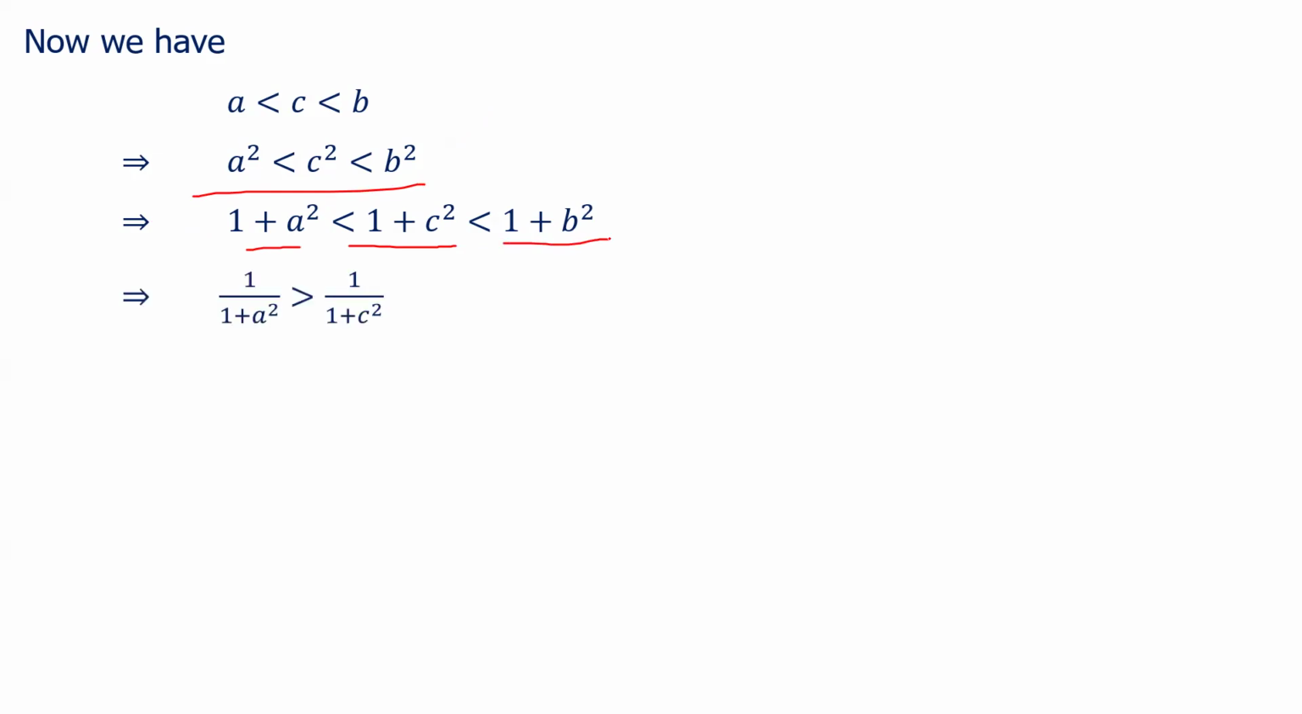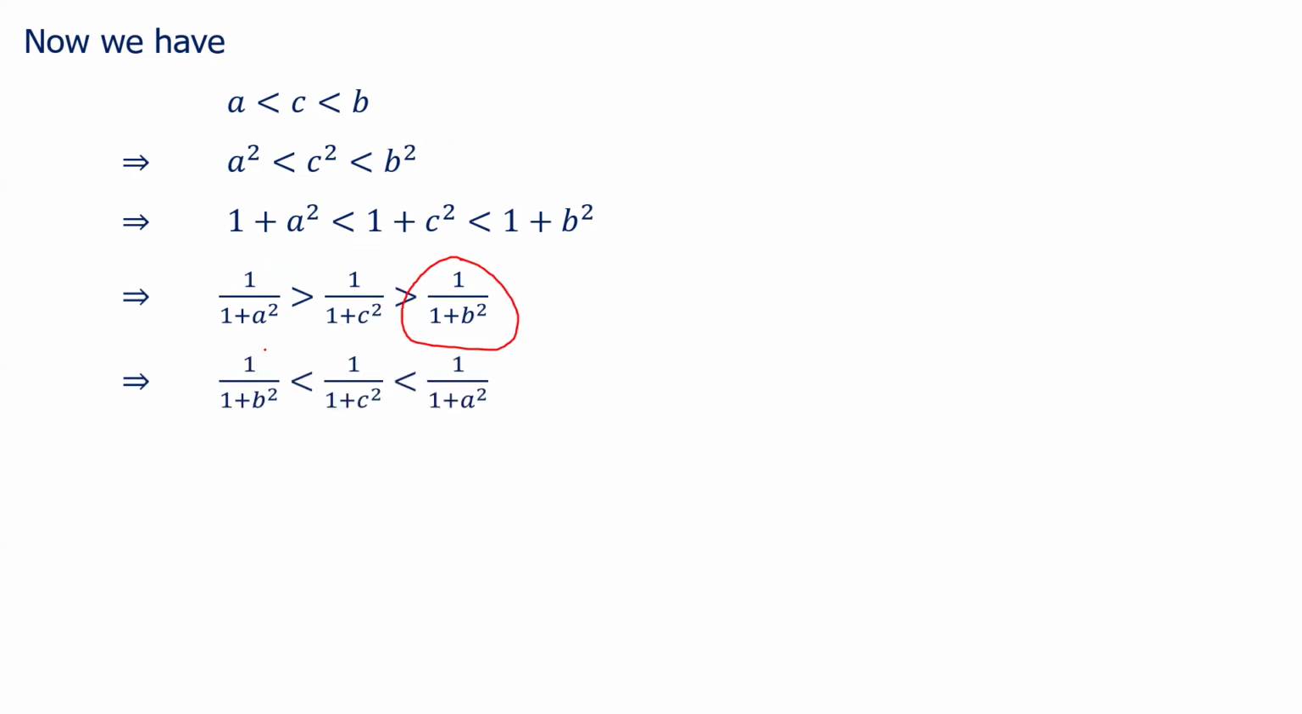Now if we take its inverse, then this less than sign will be changed. It will become greater than sign. So 1 upon 1 plus A square is greater than 1 upon 1 plus C square, which is greater than 1 upon 1 plus B square. Let us just start from 1 upon 1 plus B square, which is less than 1 upon 1 plus C square, and 1 upon 1 plus C square is less than 1 upon 1 plus A square.